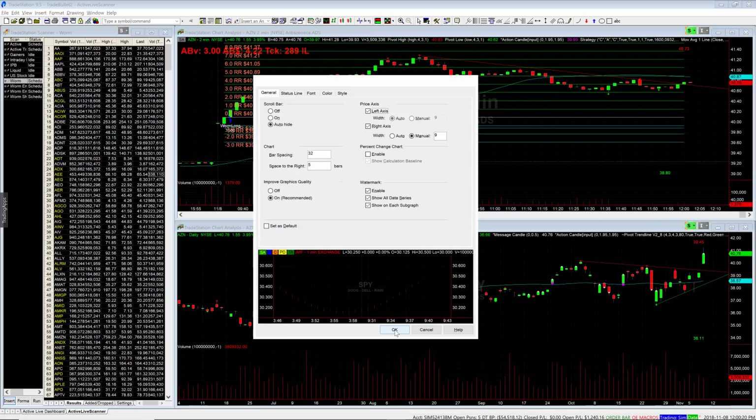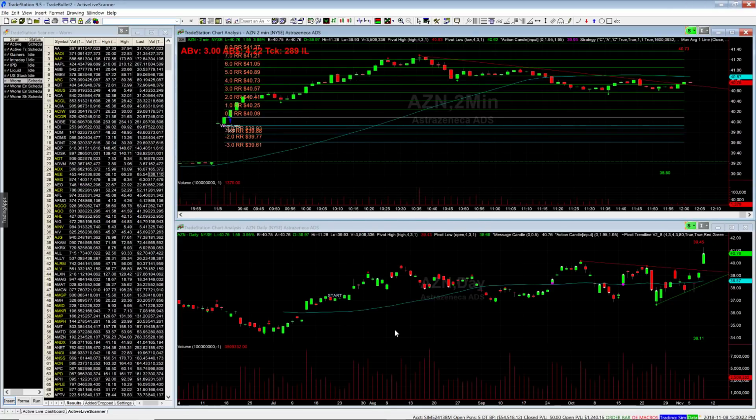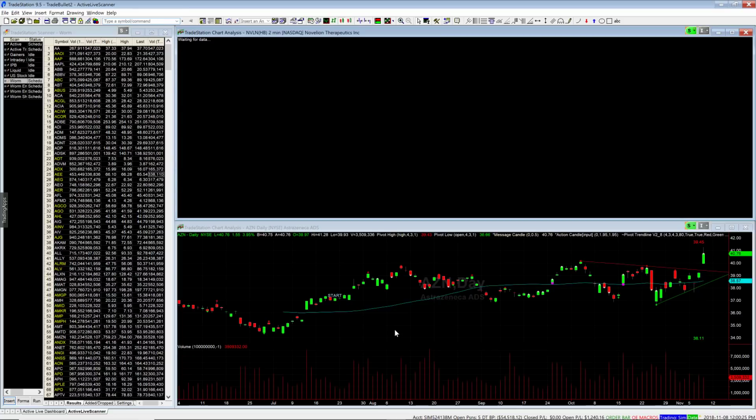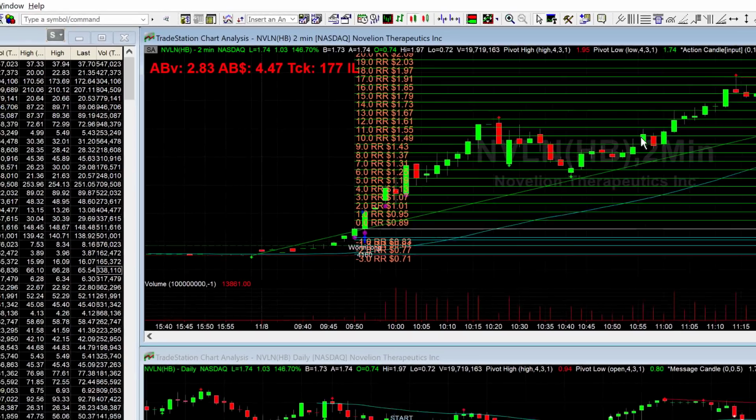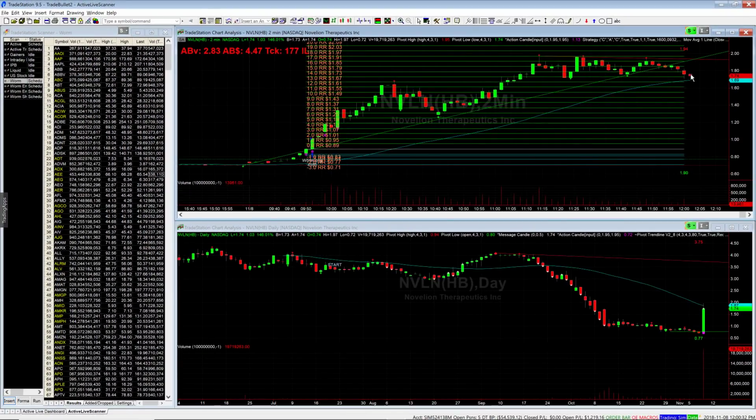If we just pull up another example, NVLN. Its entry candle was at 9:50, which is right where my mouse is, and it's been going up quite nicely. It's starting to come off a little bit, currently sitting at about 14 times risk. So again, if you risked $100 on the trade, this trade is currently up $1,400.